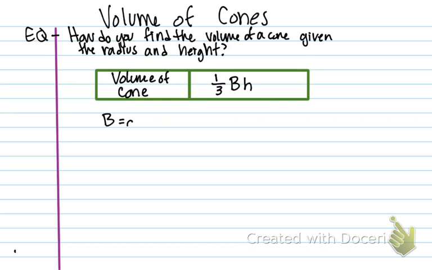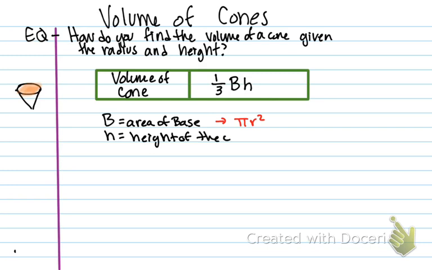B is still the area of the base, and if you know a cone, it looks kind of like an ice cream cone. It kind of goes like this. And so our area of the base is going to be a circle. So to get capital B, it's just going to be pi r squared. The height of the cone is going to be h, and that's going to be this red part right here, kind of like from the top of the circle down to the funnel.